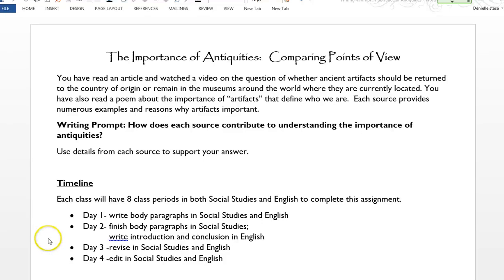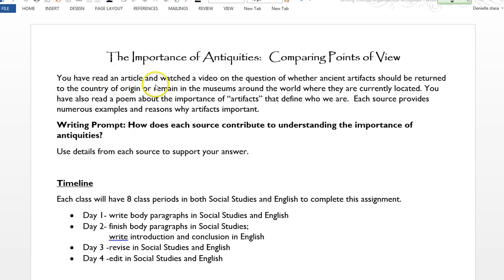Okay, so this lecture is going to focus on how to organize your body paragraphs for the essay that you're going to be writing in social studies and English. I briefly want to just go over the actual writing prompt for you, although you should be somewhat aware of what you're going to be writing about.